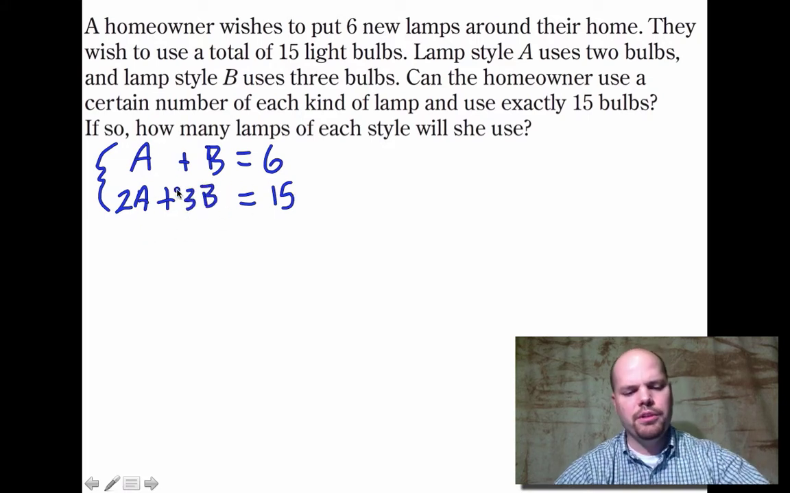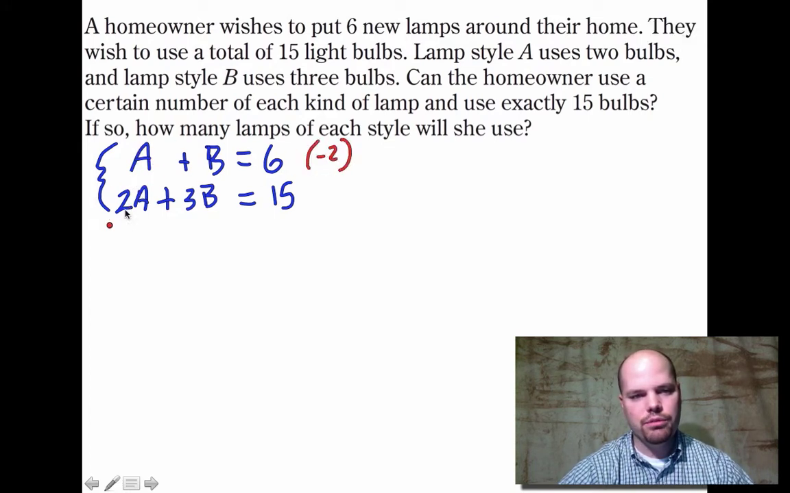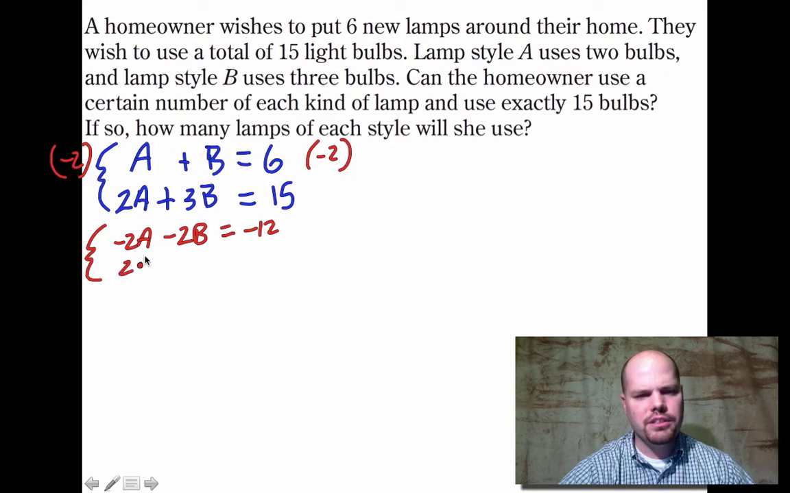Now, what you would want to do is try to get a pair of opposites, and you could either eliminate the A or the B. It's going to be about the same amount of work. Let's use smaller numbers if we can. So let's multiply the top one by -2 to create -2A. So now my new system would be -2A minus 2B equals -12. The bottom one isn't going to change. We didn't need it to change.